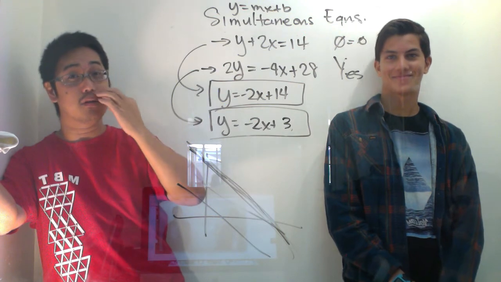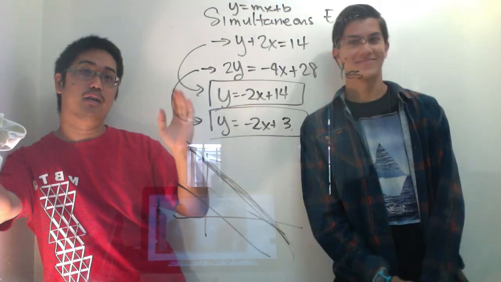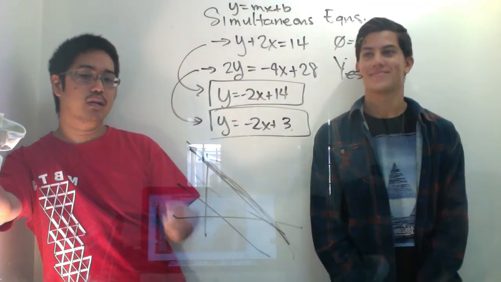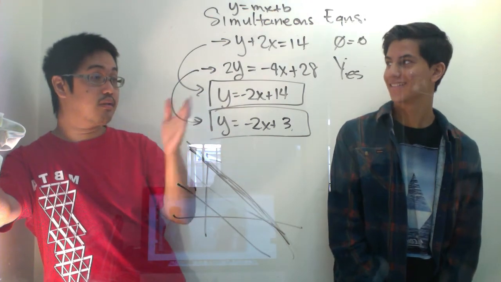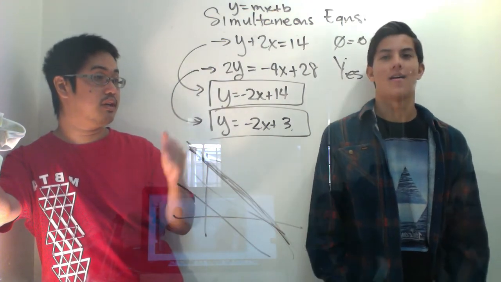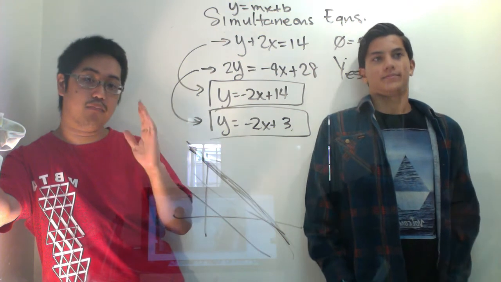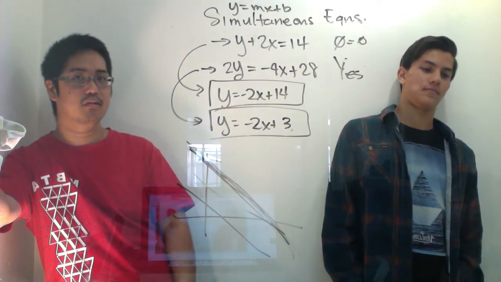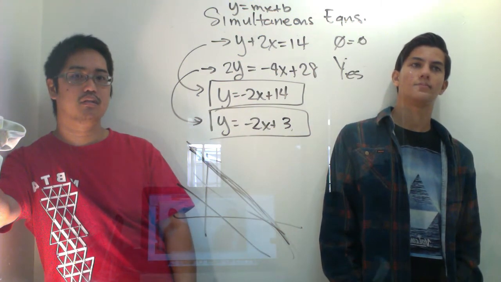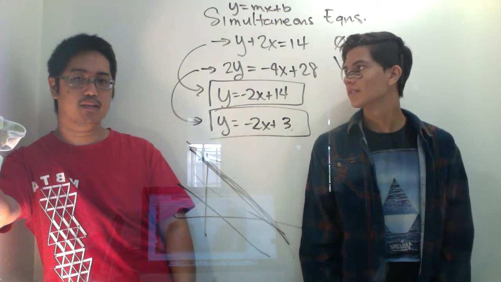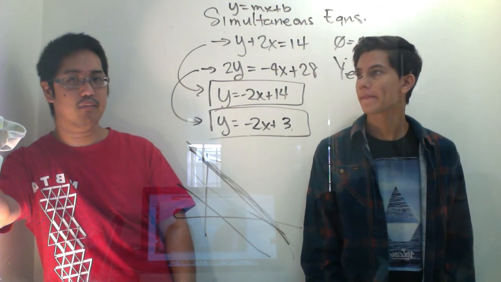I think there's no other things I can, oh wait, there's one more thing I need to cover with you. If they cross at one specific point, how can you check to see whether or not they are perpendicular to each other? Wait, can you repeat that? If they cross at one specific point, how can you check to see if they are perpendicular to each other?